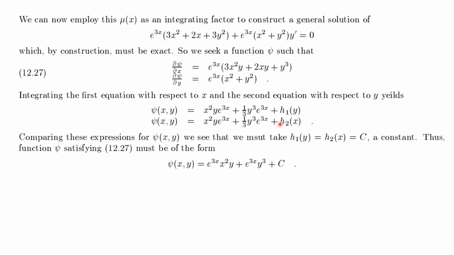Now, when we compare these equations with these partials, we can see that h1 of y equals h2 of x equals a constant. Therefore, our solution to this equation up here is this, and that means it also must be a solution to our original equation. So the solution is of the form psi of xy equals e to the 3x x squared y plus e to the 3x y cubed plus a constant. And if this were an initial value problem, we could figure out what that constant in fact was.